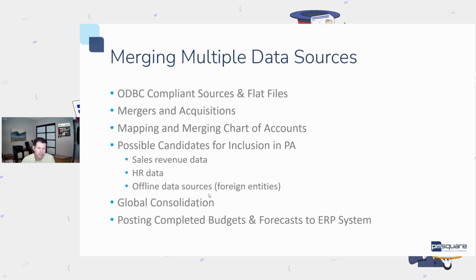Some possible candidates for inclusion into PA. Of course, sales revenue data is pretty common, whether that be at just the financial level, or we get down to the product level and statistics and price information. We can bring all of that into PA to merge in that data source. And if you have several different sources of that sales data, again, TM1 can be the place where it's all cobbled together. HR data, very common as well.